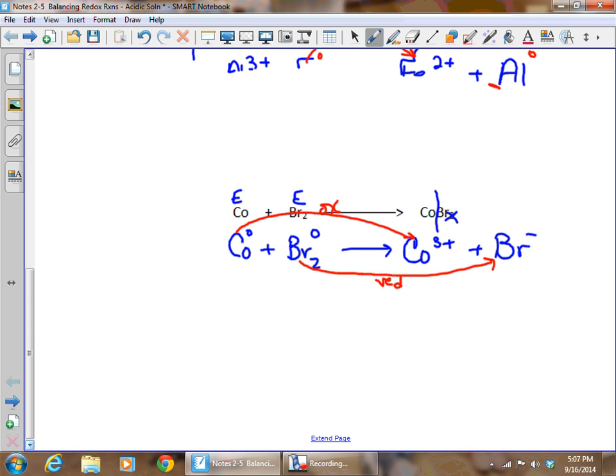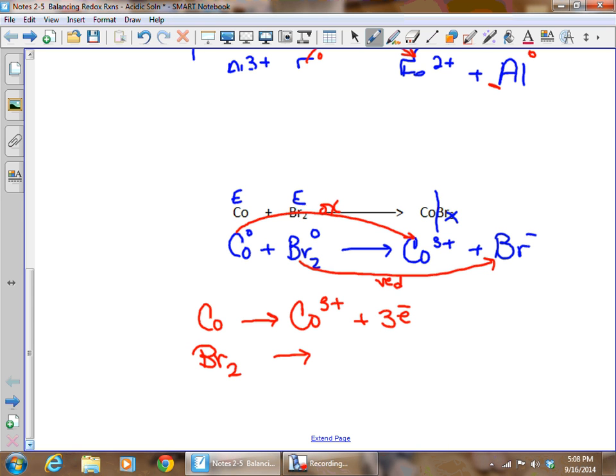So let's write those half reactions down. For our oxidation, we've got cobalt again going to Co3+. Remember, oxidation is loss of electrons, and it looks like we need a loss of 3 electrons here in order to show that. And so we've got our 0 on the right-hand side overall for charge and 0 on the left-hand side for our free cobalt.